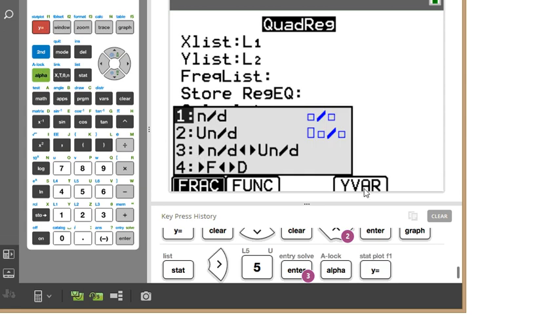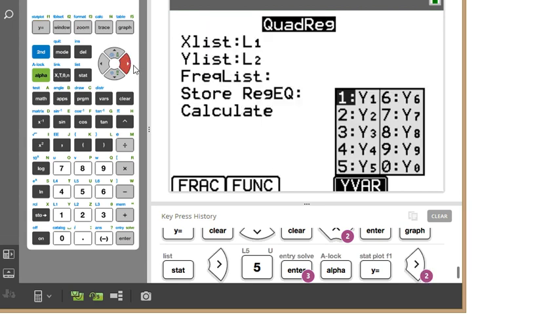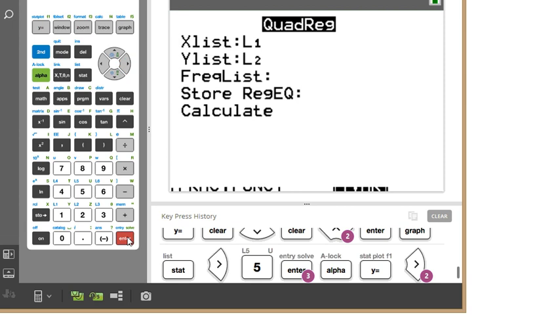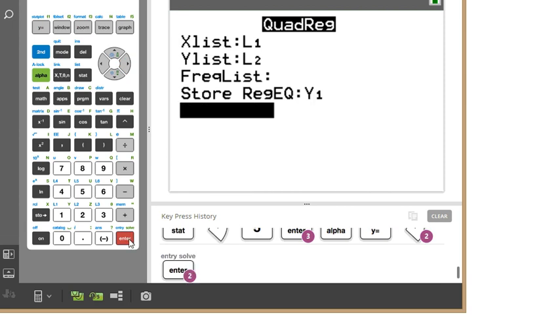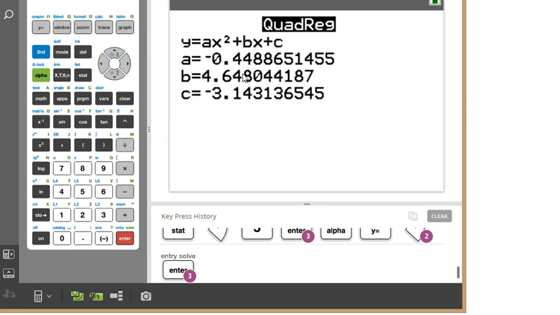And then on the tabs below, we want this y bars tab. So I go over twice. And we'll put this function in y1. I think that's the blue one. So we do that, press one more time, and a final time, and we get our equation right here. And what I'm going to do is write this down. What we have here is negative 0.45x squared plus 4.65x minus 3.14.